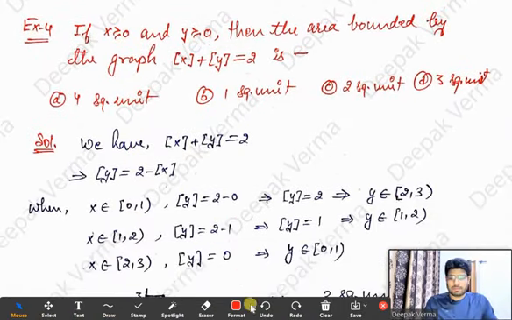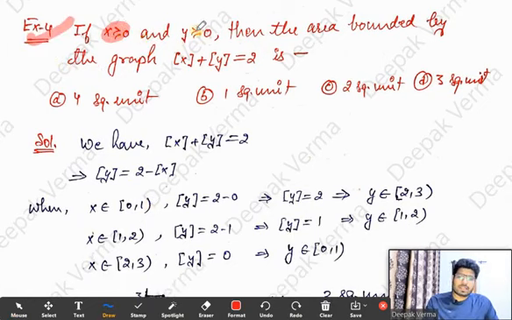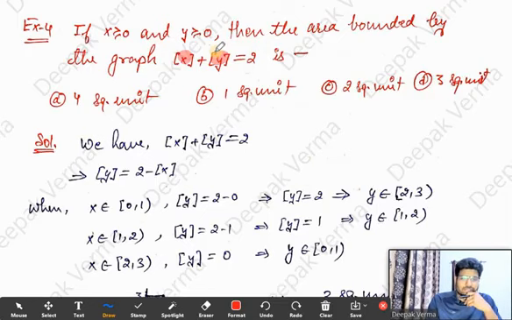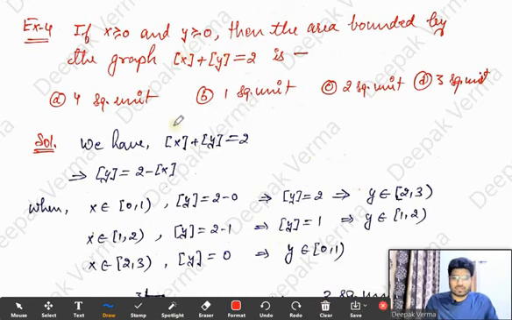Now example number 4. Look at this example. If x is greater than or equal to 0, y greater than or equal to 0, then the area bounded by the graph. This is a very good question. [x] + [y] = 2. We have to find the area bounded by the graph. So basically we have to plot the graph and then only we can tell the area bounded by this graph. Options are 4 square unit, 1 square unit, 2 square unit, 3 square unit. So look how we will do it.